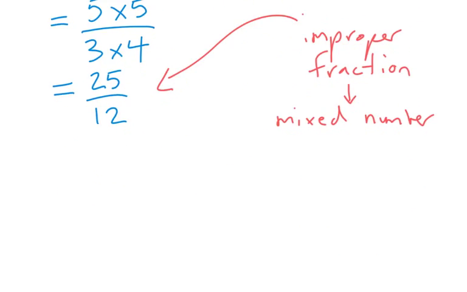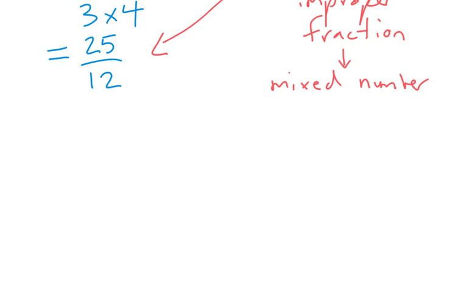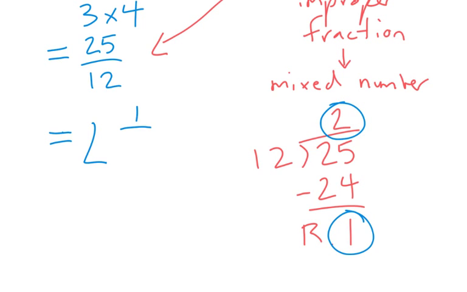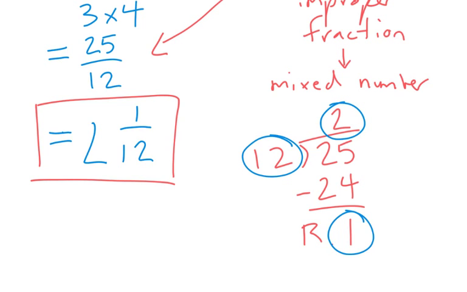I'm just going to make some space, and I'm going to take 25 and divide it by 12. So 12 goes into 25 2 times. 2 times 12 is 24. We're going to find the difference between 24 and 25, which is 1. So we have a remainder of 1. Now, this 2 becomes the integer. This 1 becomes the new numerator. And the 12 is the denominator. And that is our final answer, 2 and 1 over 12.